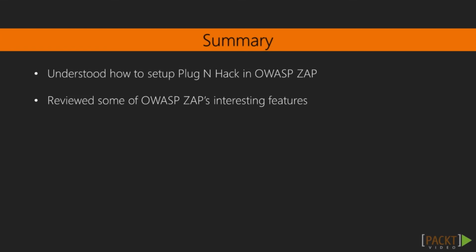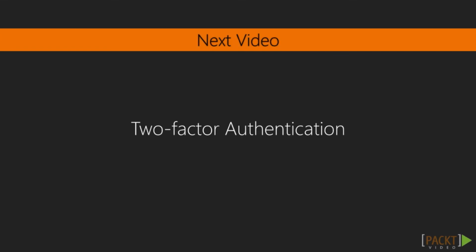So you can do it in your own way but still get alerts, which I think is a fairly interesting concept. We also reviewed some of the OWASP Zap features like plug and hack, fuzzing, and spidering. There is a large amount of features in OWASP Zap that can find vulnerabilities within a web application. In the next video we'll be looking at two-factor authentication and how that can help users.